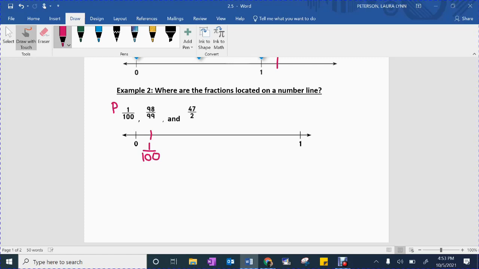Good. Now let's go to our next fraction. This says 98/99. Well, let's just decide if it's proper or improper. 98 compared to 99. Well, they're close together, but 98 is still smaller than 99. So because it's smaller than the bottom, this is a proper fraction. So P for proper.